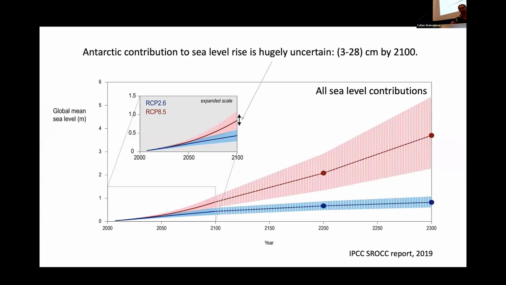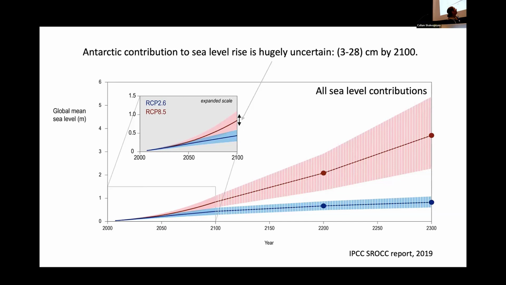So just to put this in context, the sea level rise so far from Antarctica is quite small, less than a centimetre. In the future, over this century scale, the sea level rise coming from Antarctica is not the largest contributor, not as large as thermal expansion or Greenland, but it contributes the largest uncertainty to projections of sea level.